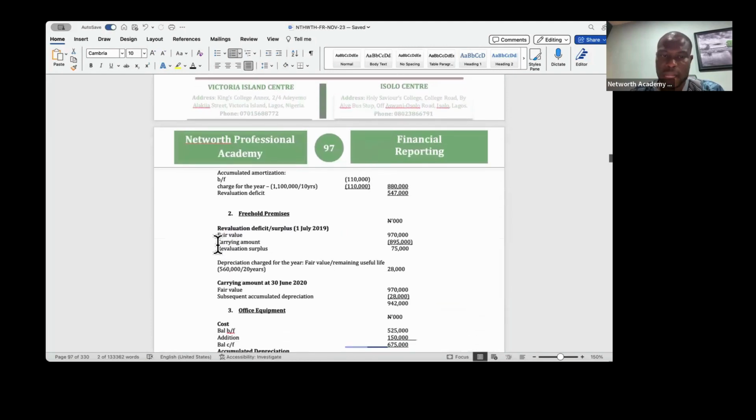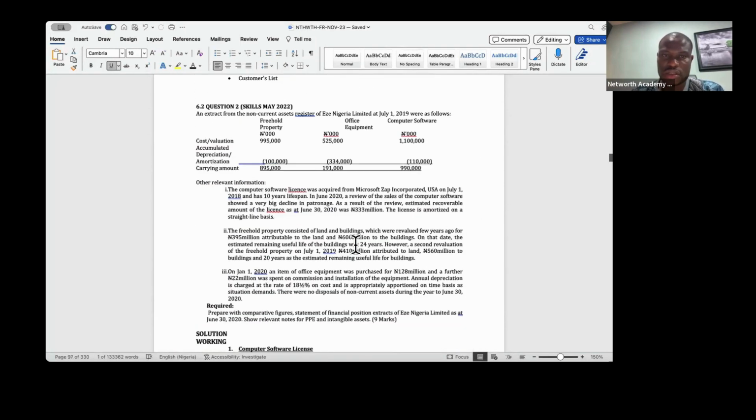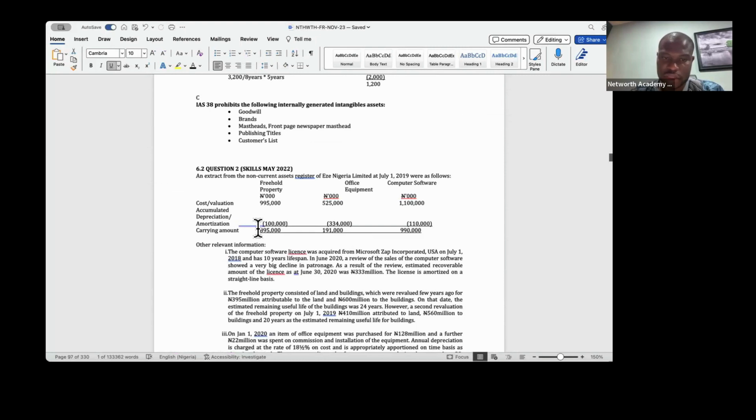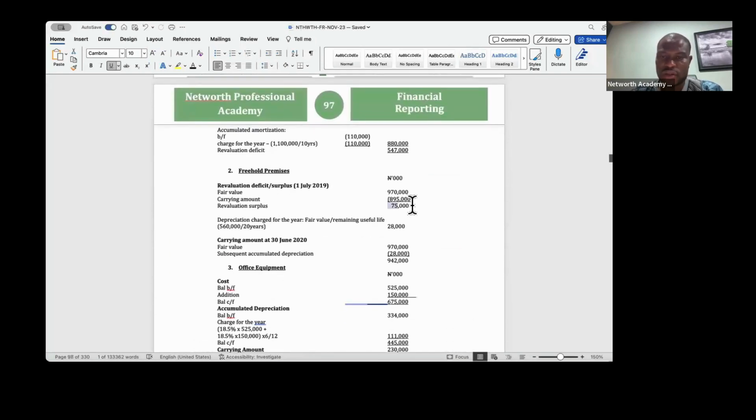That's my fair value. I compare that with the carrying amount. Since this is at the beginning, I can easily get the carrying amount for the land and building, which is this freehold property. This is the carrying amount at the beginning, 895 million. They have already done it for me here. So I have my revaluation surplus to be 75,000.